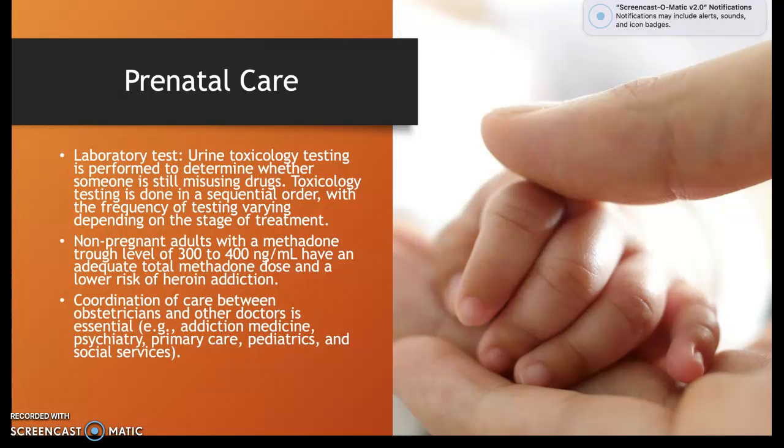Non-pregnant adults with a methadone level of 300 to 400 have an adequate total methadone dose and a lower risk of heroin addiction. This varies in pregnant patients, as there isn't a proper level of methadone that should be monitored. The most important piece of methadone treatment in prenatal care is coordination of care between OB and other doctors that are essential to the patient, such as addiction medicine, psychiatry, primary care, pediatrics, as well as social services.